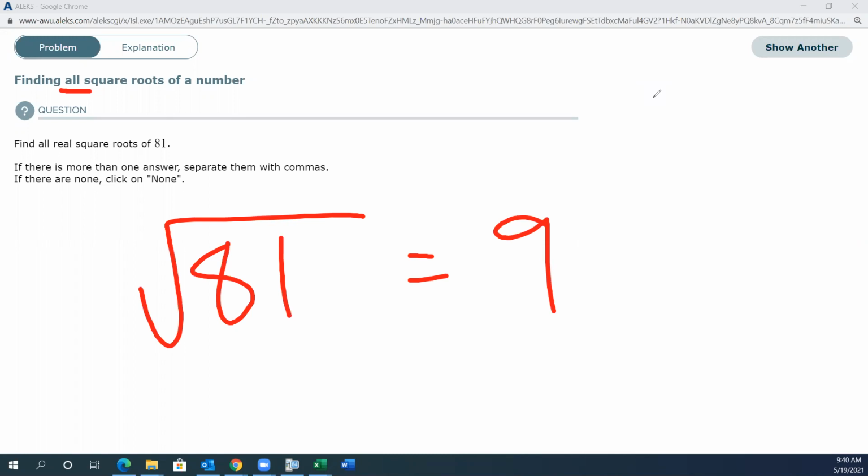And why is 9 the square root? Well, because if you square the 9, you get back to what you started with, 81. That's one way of looking at it. But this one says find all square roots.